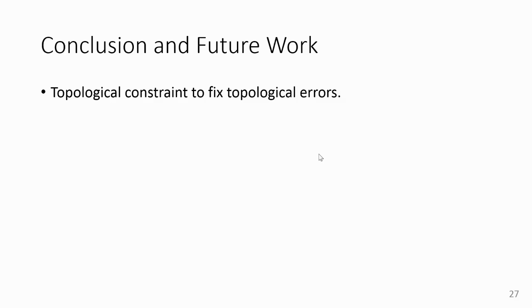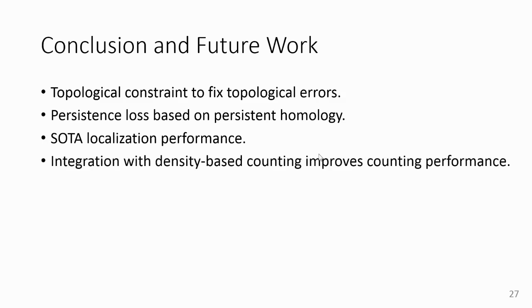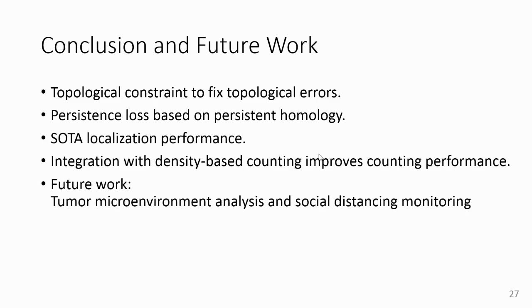To conclude, we introduce topological constraints in order to explicitly solve possible topological and semantic errors in the prediction. In order to enforce the topological constraint, we propose a novel persistence loss based on the persistent homology theory. We show that our proposed method achieves state-of-the-art localization accuracy, and we show that our proposed method provides valuable information for crowd counting methods and can be easily integrated to improve their counting performance. For future work, we want to try our method on other applications such as tumor microenvironment analysis and social distancing monitoring.